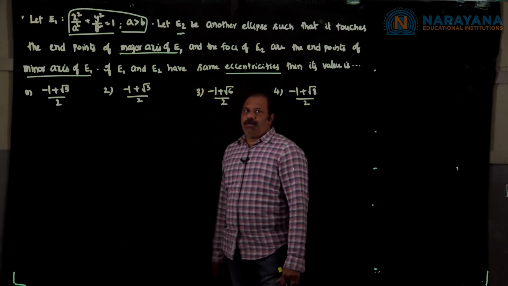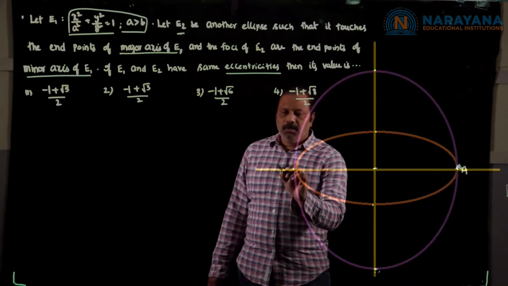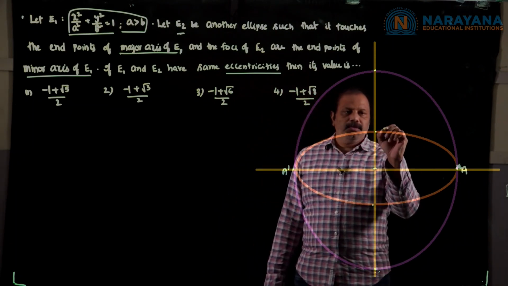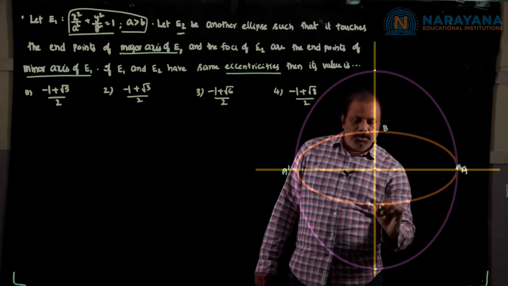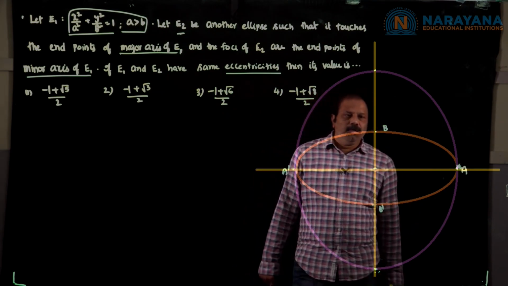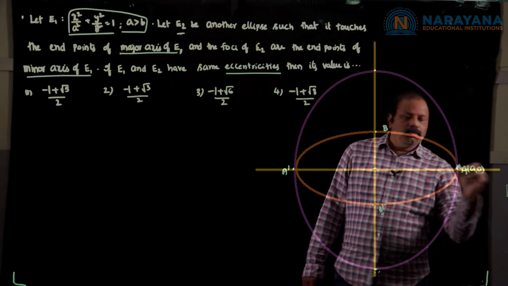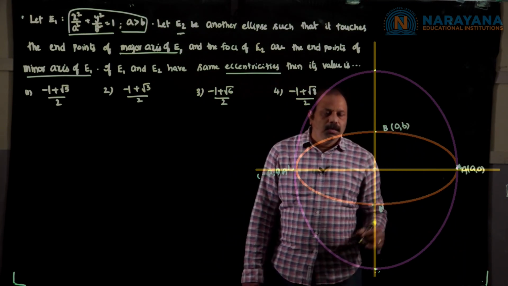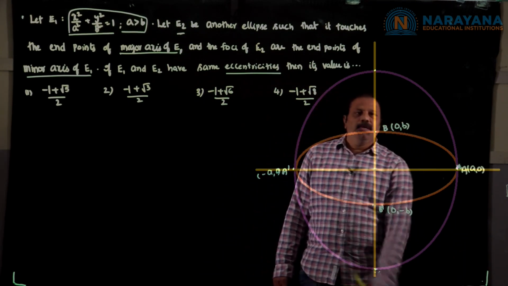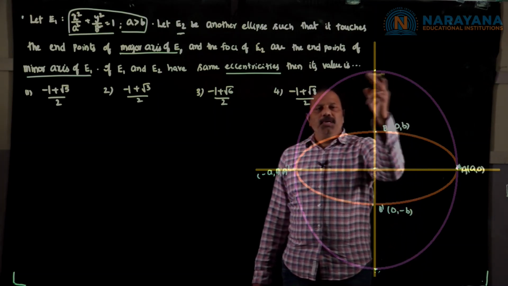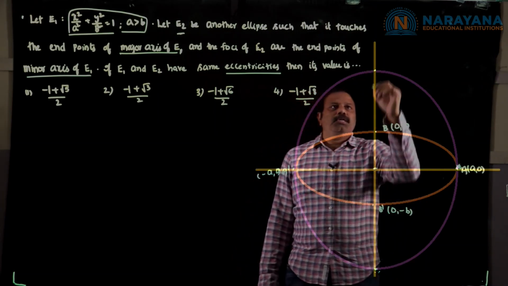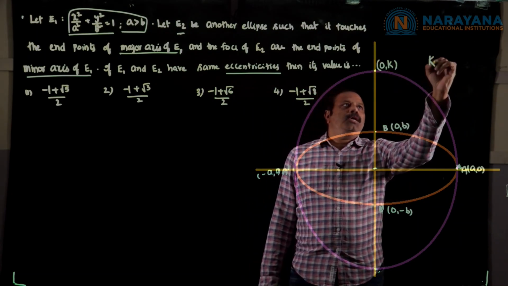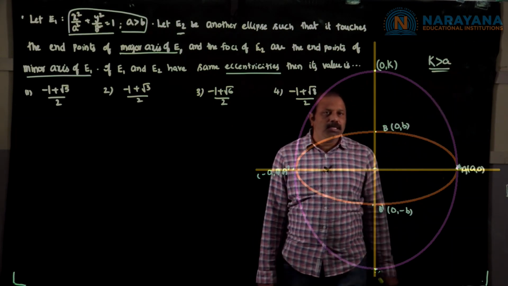So if you see this diagram, this is A, this is A prime. A prime and A are the ends of the major axis of the first ellipse, and this is B, and this is B prime. This point is a comma 0, this is minus a comma 0, this point is 0 comma b, and this is 0 comma minus b. Here he is speaking about the second ellipse. Let us take this point as 0 comma k. No doubt k is greater than a.